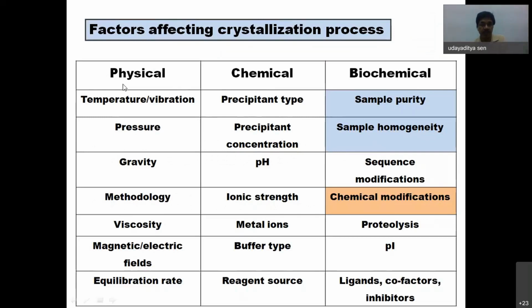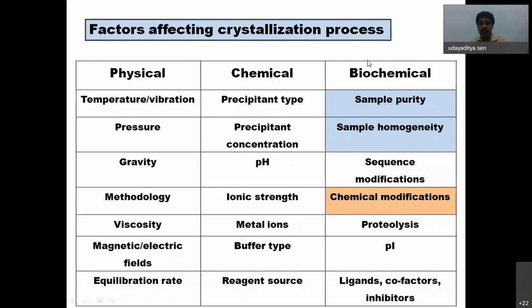Some of them are physical parameters like gravitation, temperature, even methodology, which methodology you are using, viscosity. Some are chemical, like what kind of precipitant you are using, what pH you are using, what buffer type. Even if the pH is the same, what kind of buffer you are using, all that can affect your crystallization.